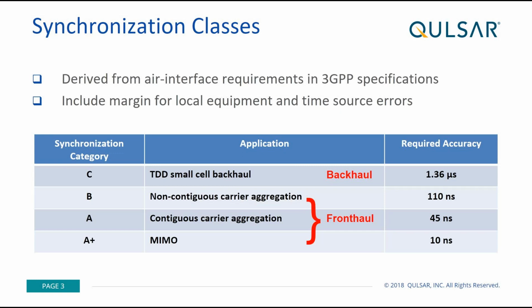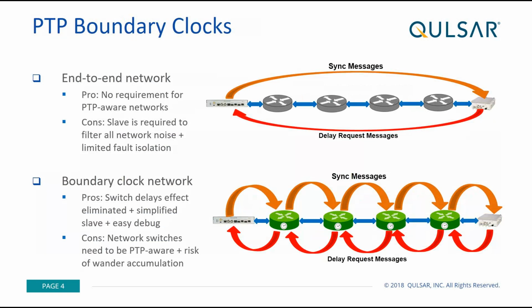So how do we practically achieve such synchronization levels in a network? There are two key technologies that will come into play. One is the use of IEEE 1588 PTP boundary clocks to improve the time alignment across the network as a whole and reduce the effects of accumulated noise through the network.